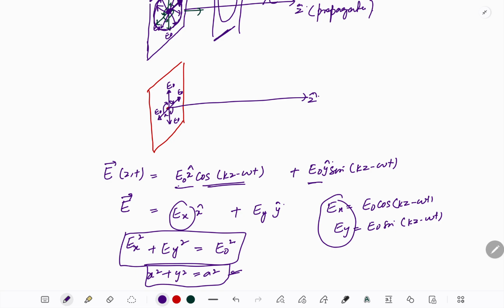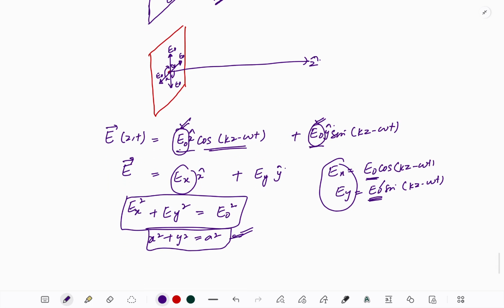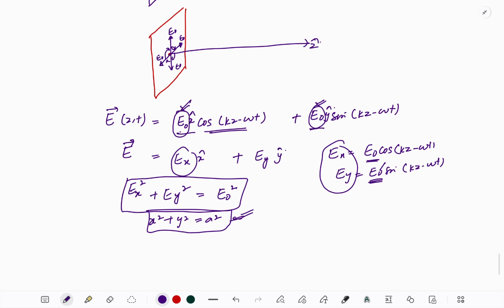That is what we call circular polarization. This is only possible if the magnitudes are the same, this E naught and the other E naught. Otherwise it is not possible. If we write E naught here and E naught dash there, then it's not possible to take E naught common. I hope you understand the mathematics. If it's E naught dash, then we cannot write it as a circle equation. So the peak must be the same on both components. That's a very important thing.